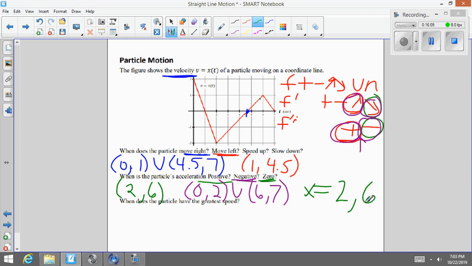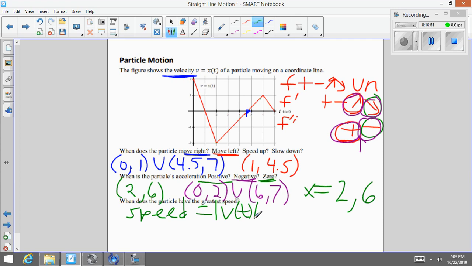Okay, when does the particle have the greatest speed? Well, remember that speed is the absolute value of velocity. So, graphically, when you find the absolute value of a function, any part of that graph that has negative y values, so any part of the graph that's below the x-axis, is going to flip above the x-axis because any negative y values are going to change to positive y values when you find the absolute value.